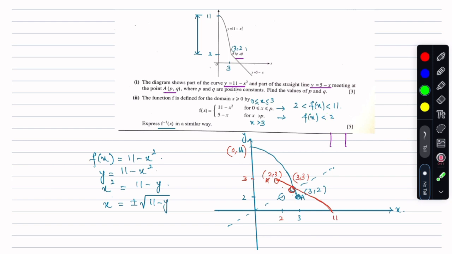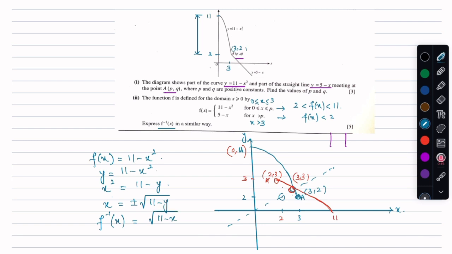So let's first solve for the first part, which is 11 minus x squared. I know that the function is 11 minus x squared. To get the inverse function, y shall be equal to 11 minus x squared, or x squared shall be equal to 11 minus y, or x will be equal to plus minus under root 11 minus y. So if I just switch the values, which we have to do to get the inverse function, then I can say that f inverse of x is equal to under root 11 minus x.